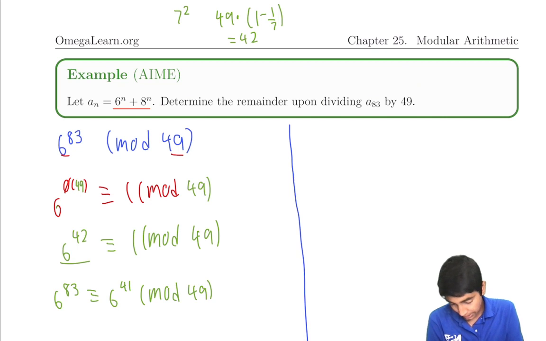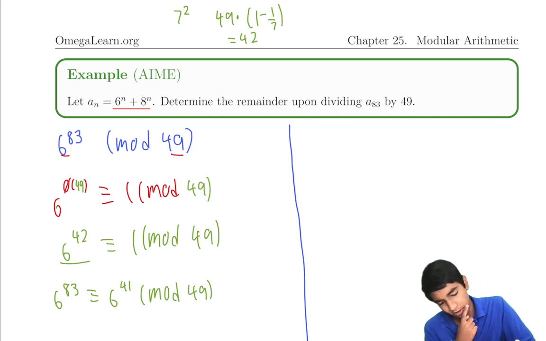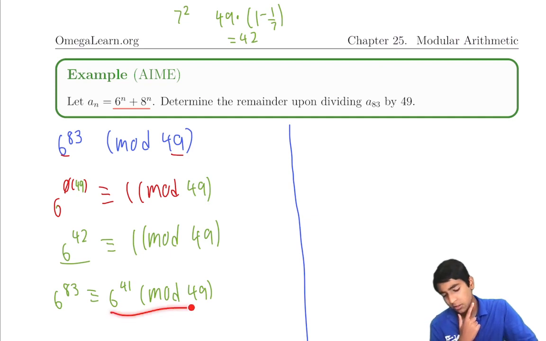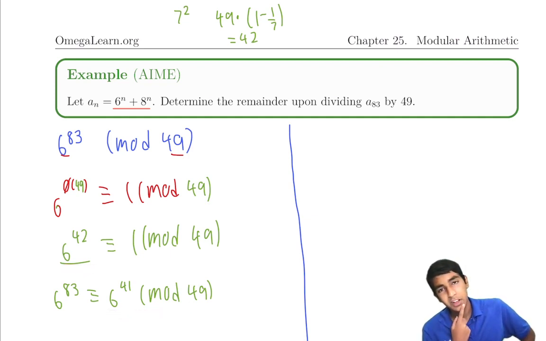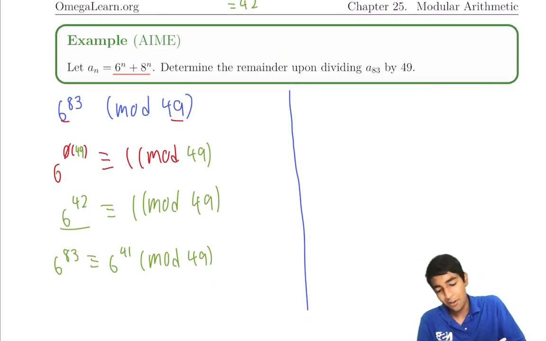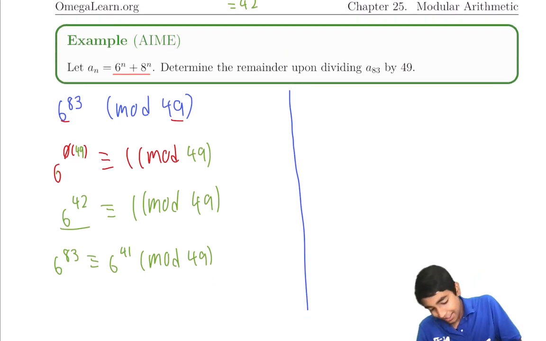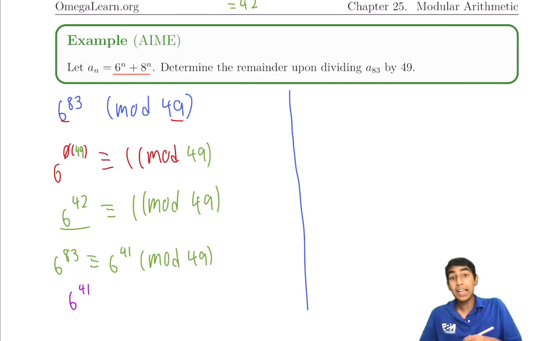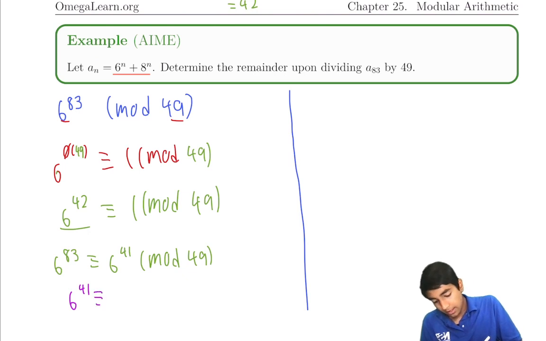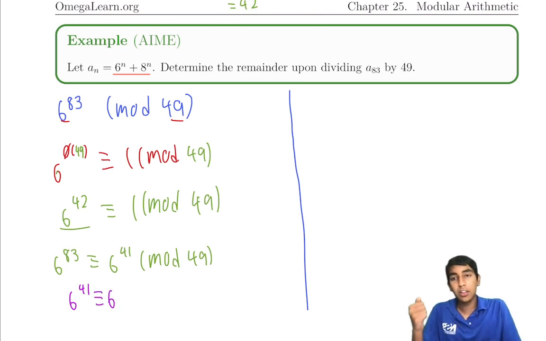So the trick here is to see that 6 to the 41 should seem suspicious. It's almost 6 to the 42, isn't it? So if only we could write this using negative exponents. Well, we actually can. 6 to the 41, we can again divide out by 6 to the 42, because 6 to the 42 is 1 mod 49. It's the same as 6 to the 41 divided by 6 to the 42, which is 6 to the power of negative 1 mod 49.